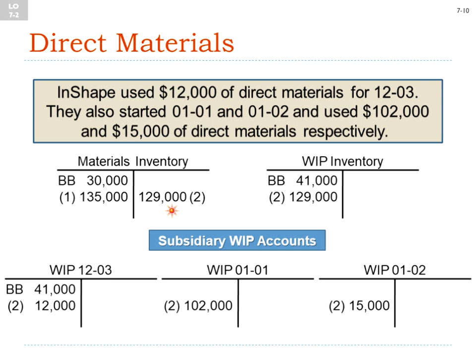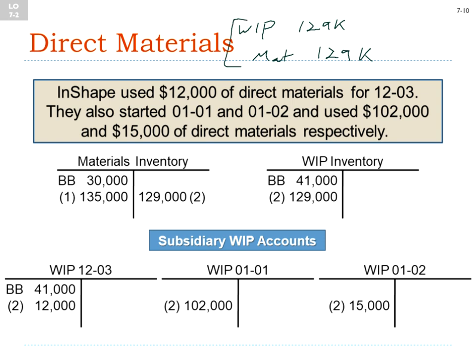So what we're going to do is remove 129,000 from materials, and we're going to move it into work in process. Remember, that's the flow of things. You start when you buy materials, you put them in your materials inventory. Sometimes it's called raw materials. Then when you use it, you put it into work in process, and then finally into finished goods.